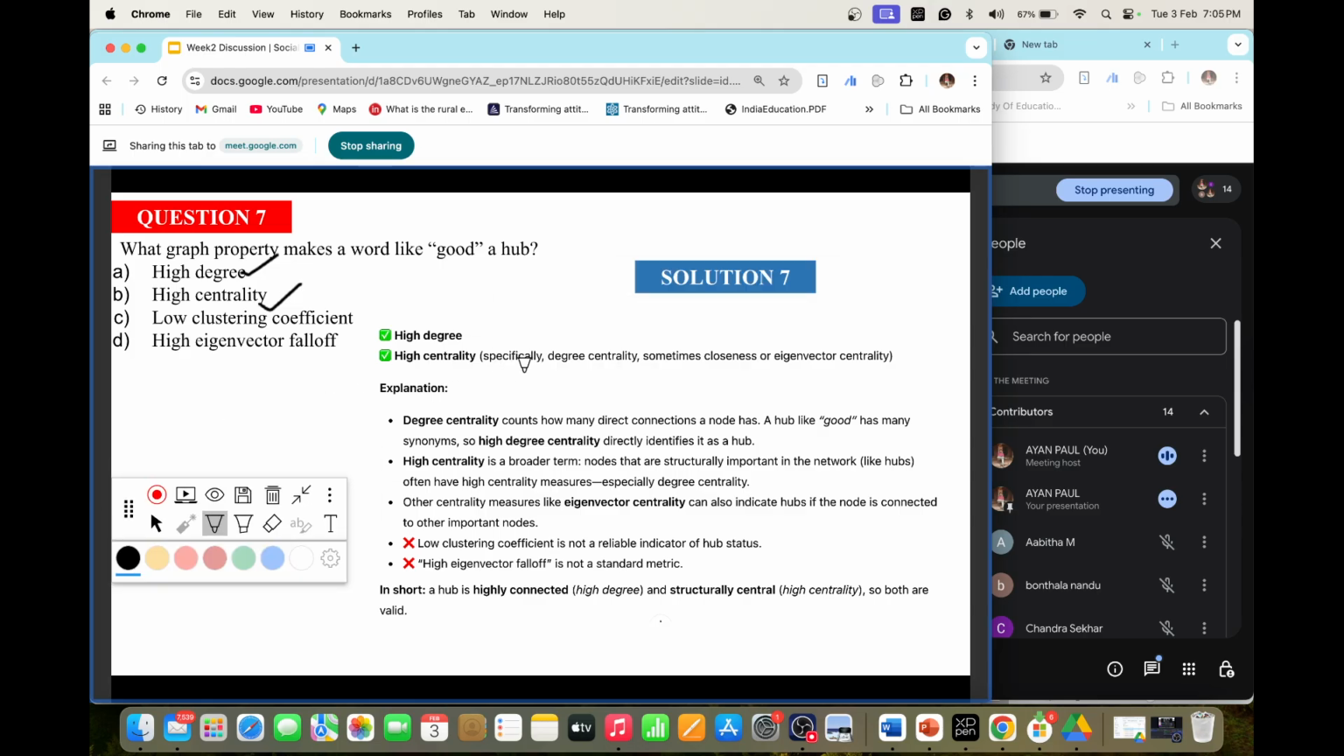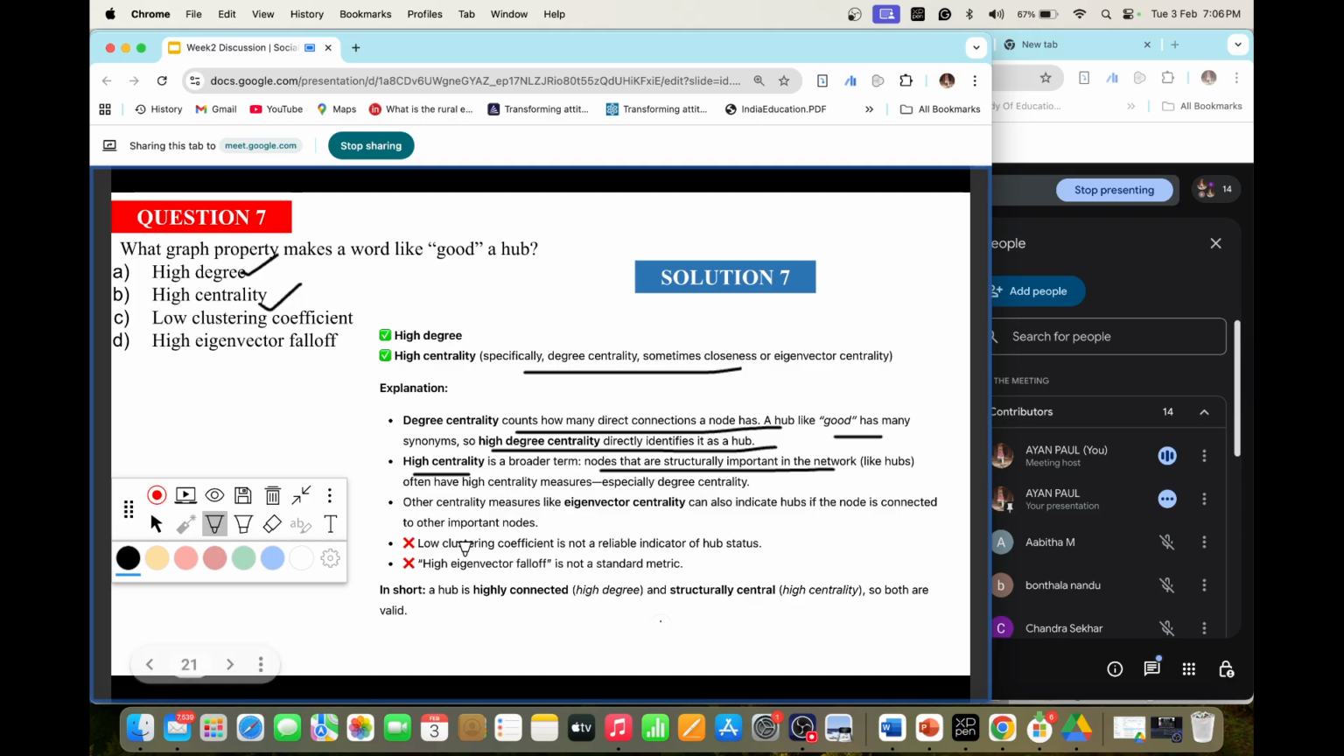So high degree and high centrality, specifically degree centrality, sometimes closeness or eigenvector centrality. Degree centrality counts how many direct connections a node has. A hub like "good" has many synonyms, so high degree centrality directly identifies it as a hub. High centrality is a broader term: nodes that are structurally important in the network, like hubs, often have high centrality measures, especially degree centrality. Other centrality measures like eigenvector centrality can also indicate hubs if the node is connected to other important nodes.